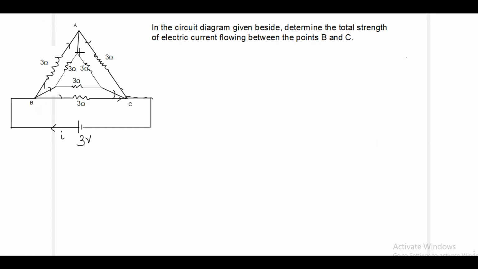Here there is a circuit diagram with many 3 ohm resistors connected in both kinds of combinations, parallel and series, and the total circuit is attached to a 3 volt battery. We have to find the amount of current I flowing through the circuit. So let's begin by simplifying the circuit diagram first.